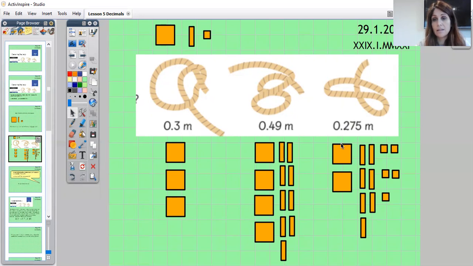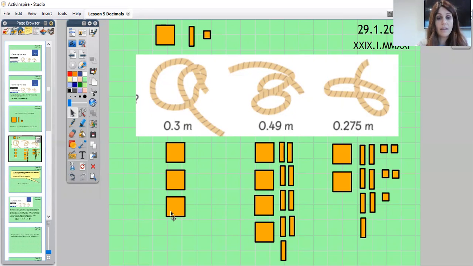And then we've got 0.275 meters. So this time we've got 2/10, we've got 7/100, and we've actually also got thousandths. We've got 5 thousandths. That's what this one stands for. This is our tenths, our hundredths, our thousandths. Okay, I'm sure that you're getting used to thinking about those numbers now, because we've talked a lot about those.